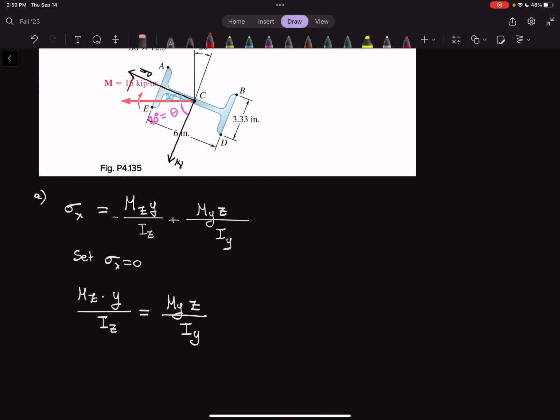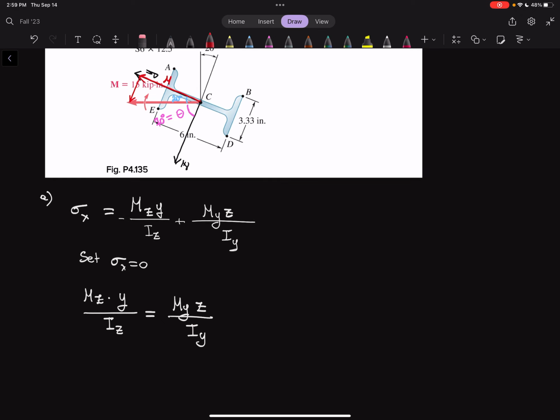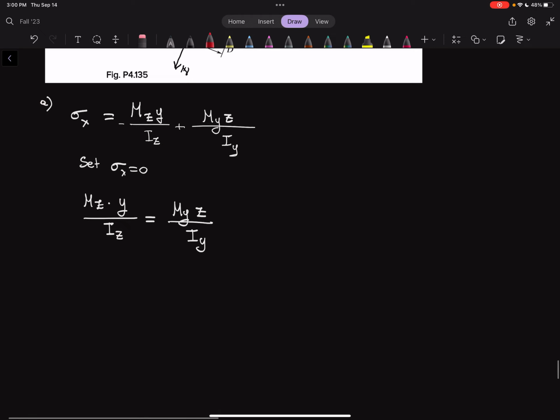Well, we can decompose the vector of this moment in these two vectors. So this would be M, and we'll express it in terms of theta. So M, what would this be in terms of theta? It would be M sine of theta, sine of 70 degrees. You can visualize it if you put it right here, and you put the other one right here, and M cosine of theta for the one on the left, on the z-axis, and it's in the positive z-axis.